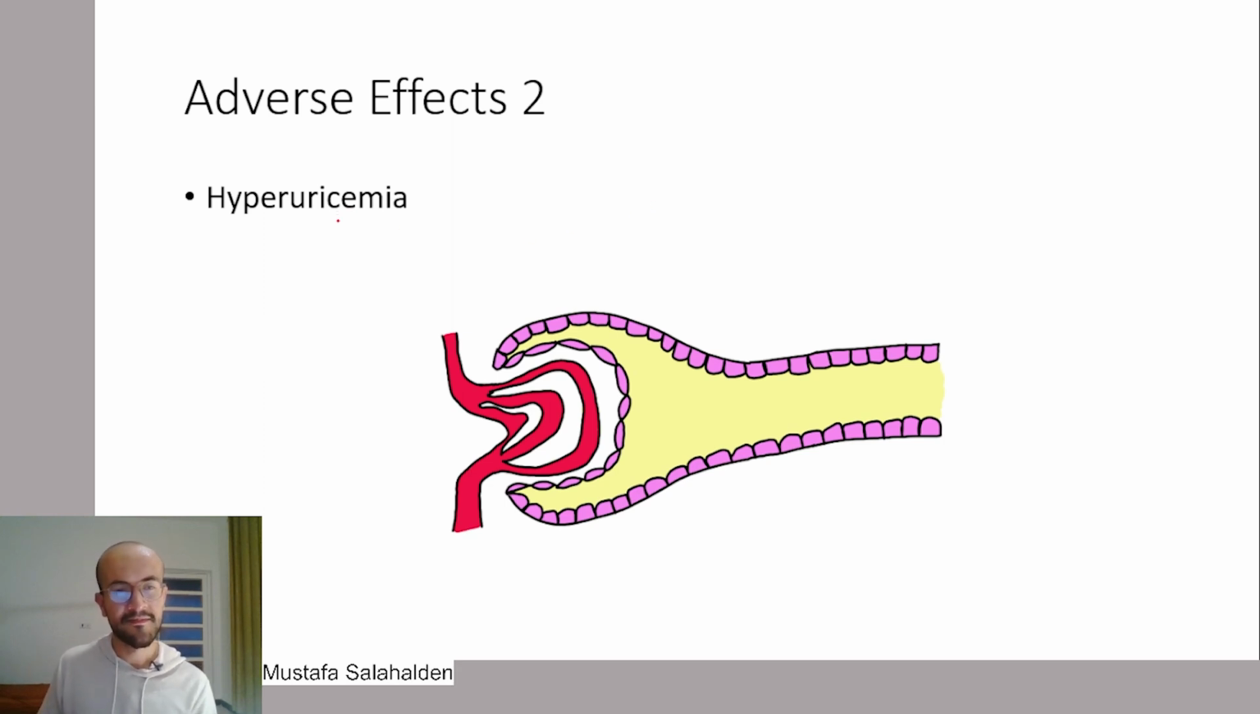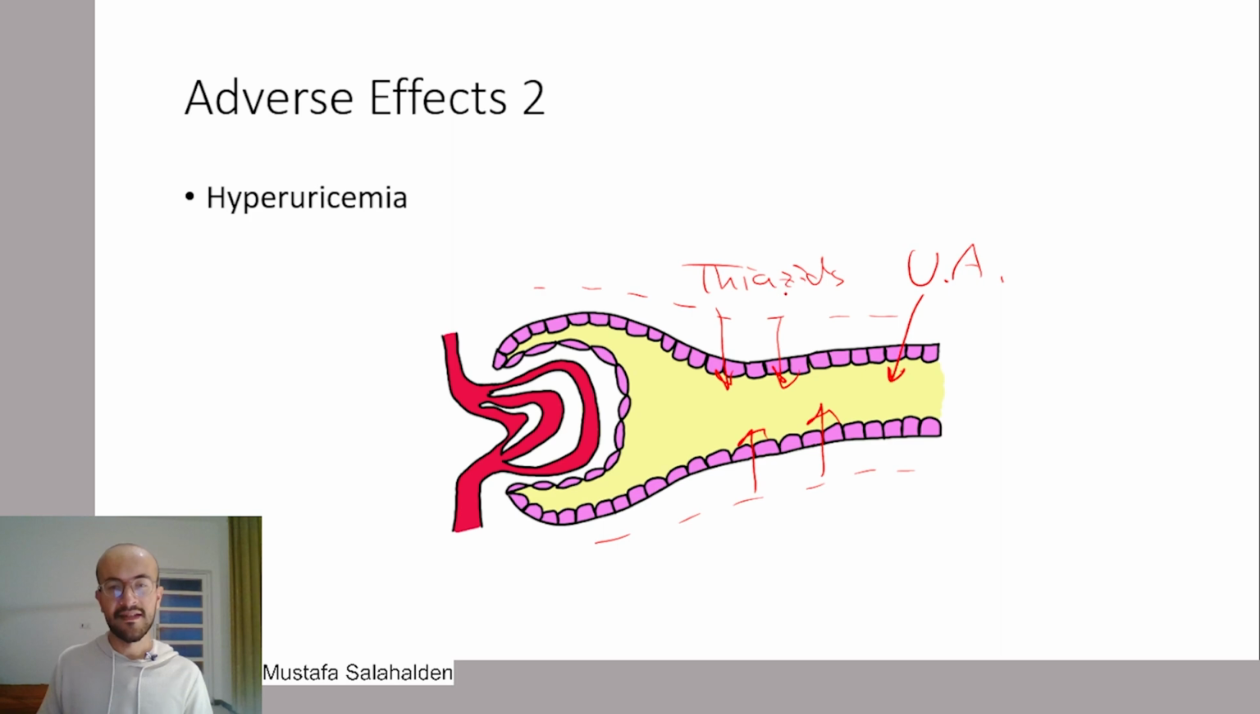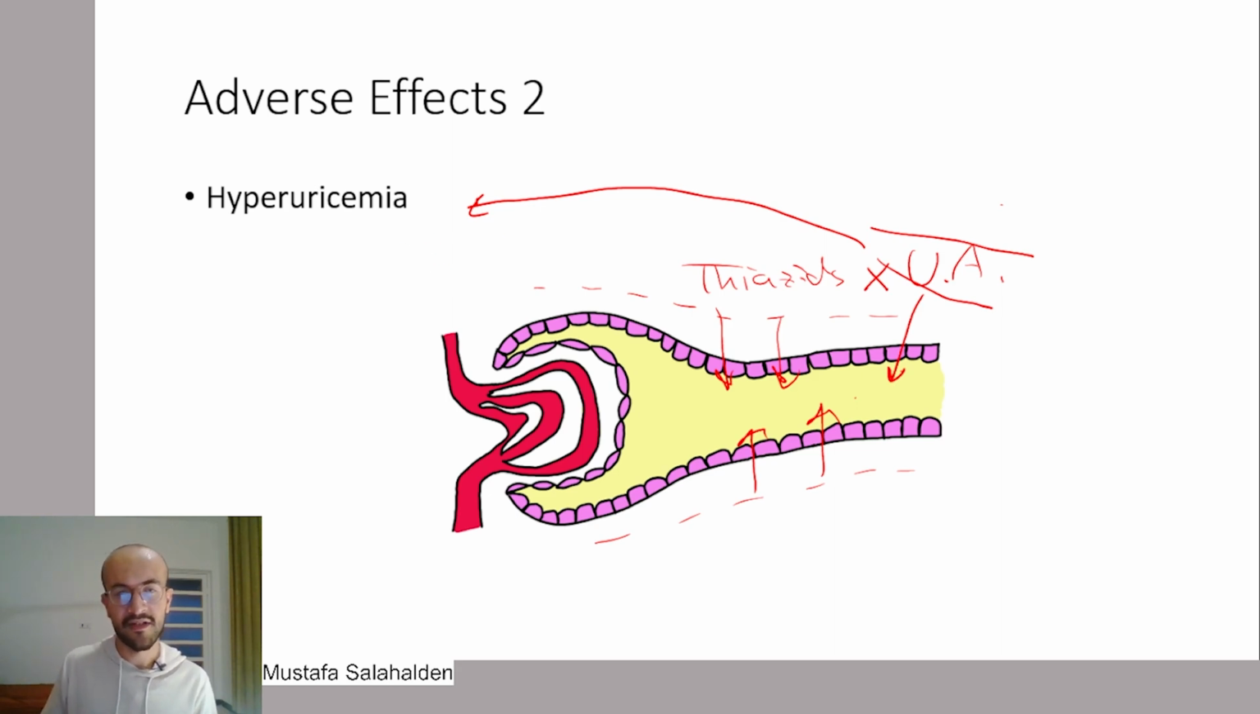We also might get hyperuricemia, because thiazides are secreted from the proximal convoluted tubule here. Uric acid is also secreted from the proximal convoluted tubule. If we give thiazides to the patient, they compete with the uric acid for excretion here. As a result, some of the uric acid would not be secreted and would be trapped in the blood, giving us hyperuricemia, and that might exacerbate gout or give gouty attacks in people who are susceptible.